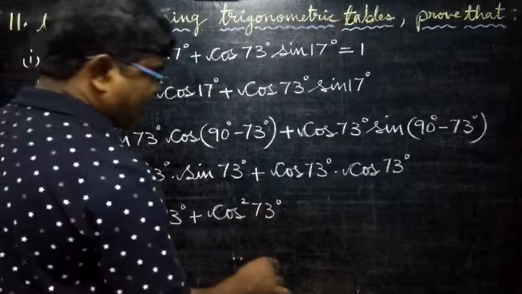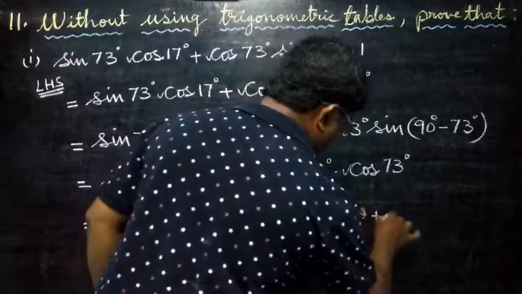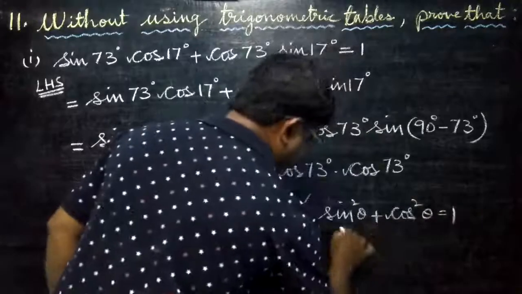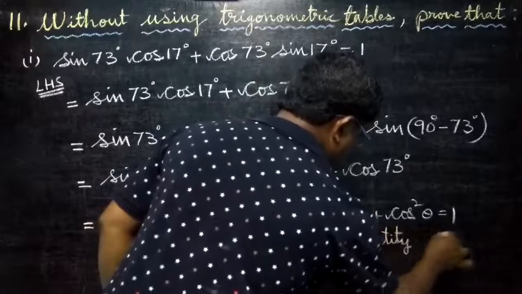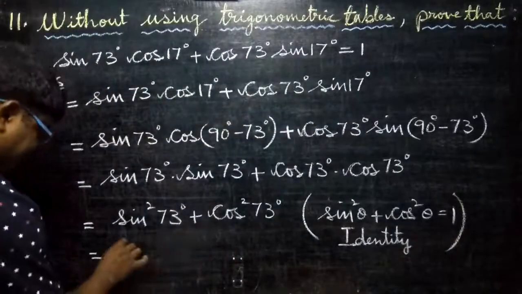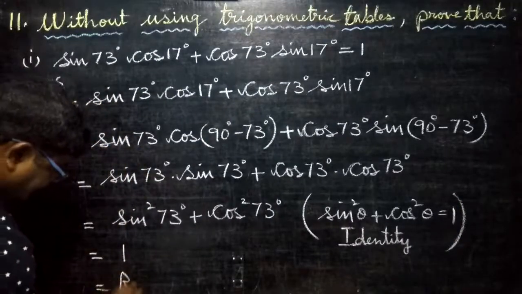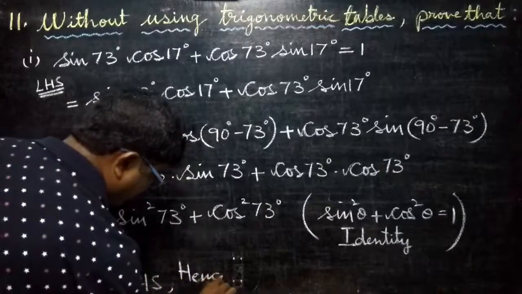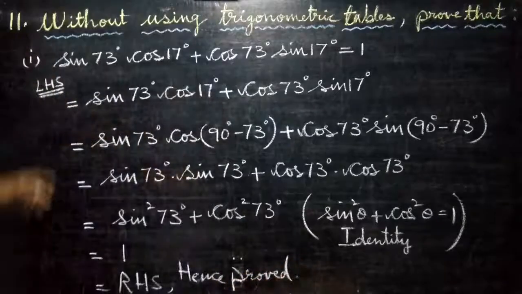Now this is in the form of an identity. What identity? Sin square theta plus cos square theta is equal to 1. This is the identity. You have to mention it compulsorily. Without mentioning it you should not do this problem. So here we got, according to the identity, this is 1. We started from LHS and we reached RHS. They told to prove that, hence proved. So we have proved, hence proved. This is the way of solving the problem.